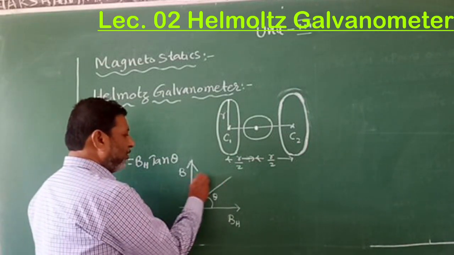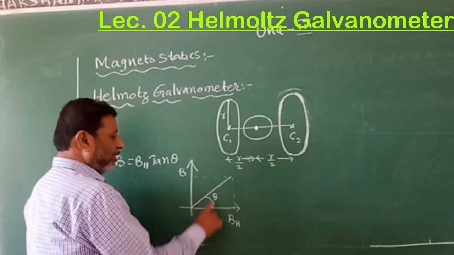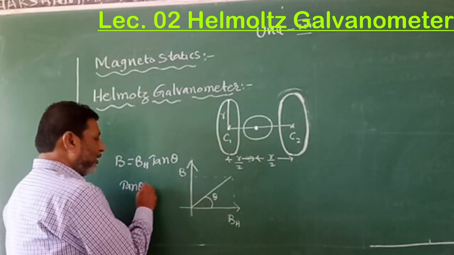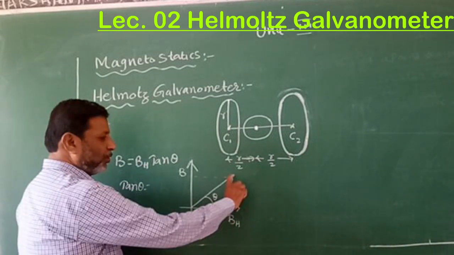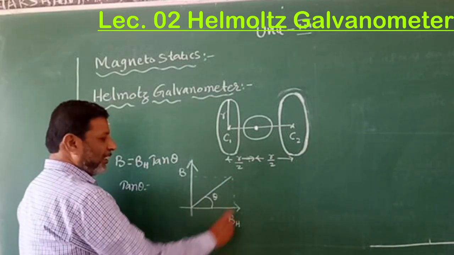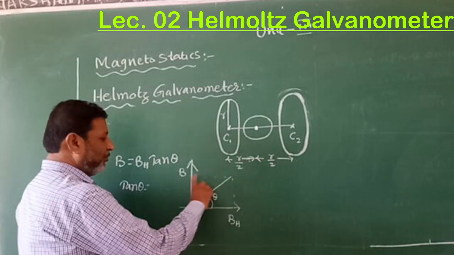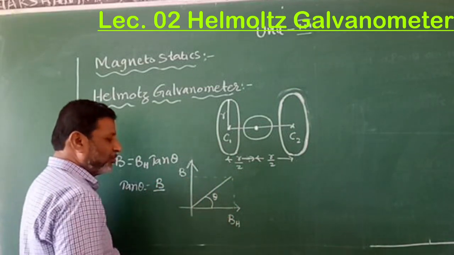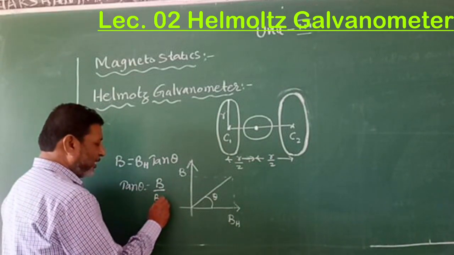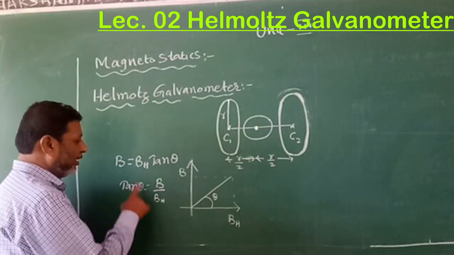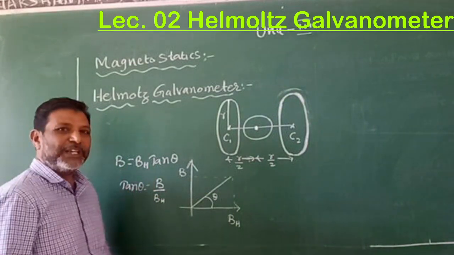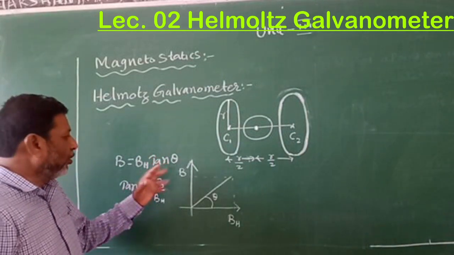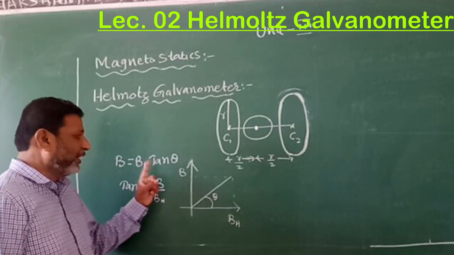From this figure you can understand that when you take tan theta, it equals opposite divided by adjacent. The opposite is nothing but B, and the adjacent value is BH. When you cross multiply, you get B = BH tan theta. Therefore, the tangent galvanometer works on the principle of the tangent law.